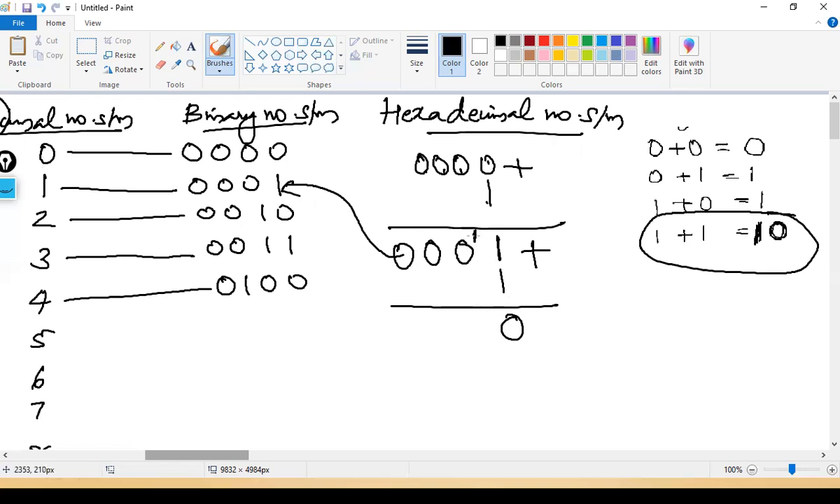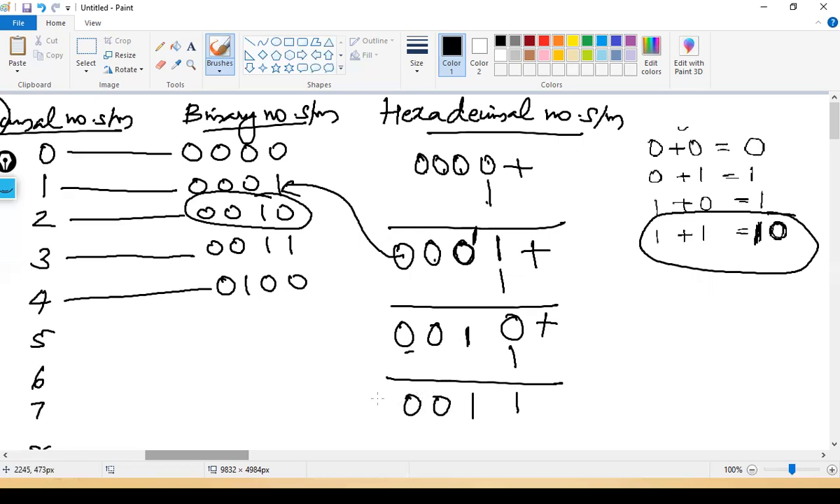So now we have a carry 1 and another 0 here. So 1 plus 0 is 1, and the other 0s are written here. So 0, 0, 1, 0. Now again I'm going to add 1. This time 0 plus 1 is 1, and the other 0s are written here. So it is 0, 0, 1, 1. And now when I add again, plus 1.